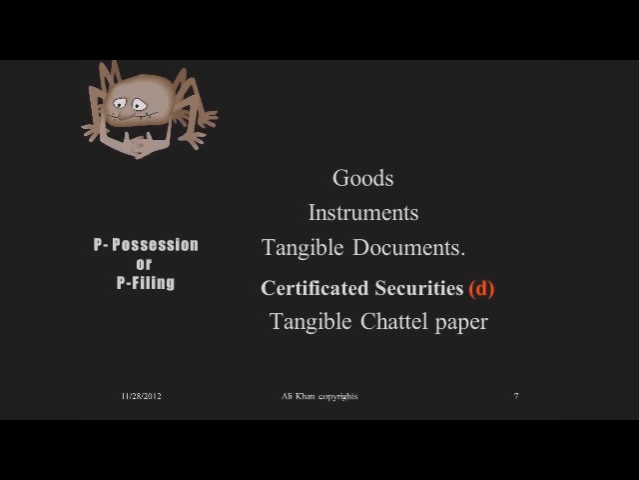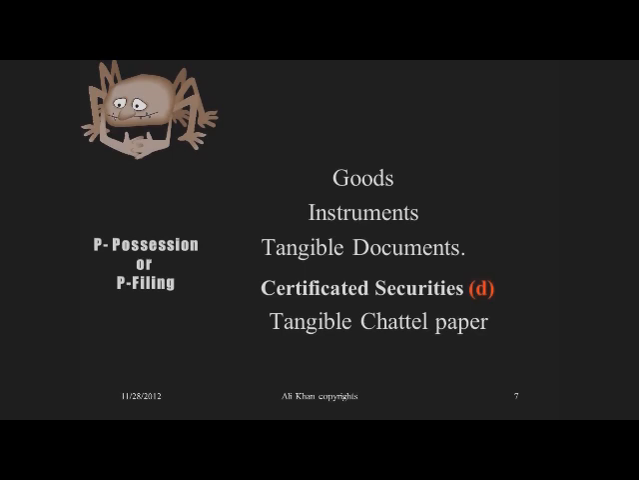Now, if you look at the instruments, then you could say these are money papers, whereas tangible documents are commodity papers, and certified securities are investment papers. They're all papers. The age of paper. Money paper means represents money. Documents, commodity papers, represent some commodity. Certified securities, investment paper, represent some investment like stocks and bonds.